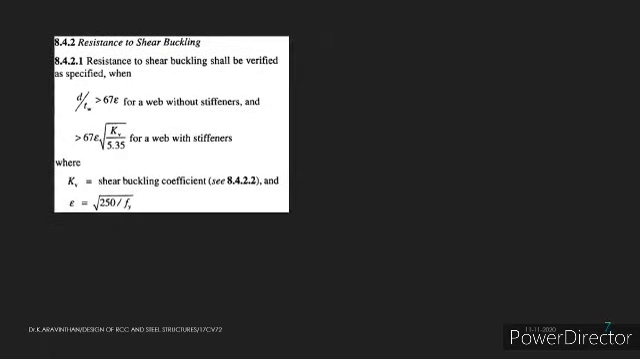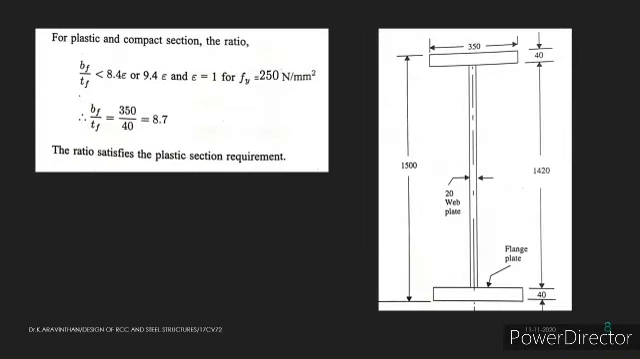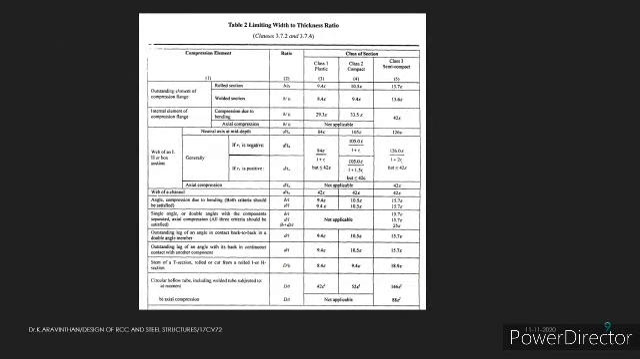Okay, so let us go for the next condition. We have another ratio for plastic and compact sections. There is a tabular column for this, which I will show here. In IS 800, Table 2 indicates the limiting width to thickness ratio. If you are designing any section, the width to thickness ratio should follow this table.